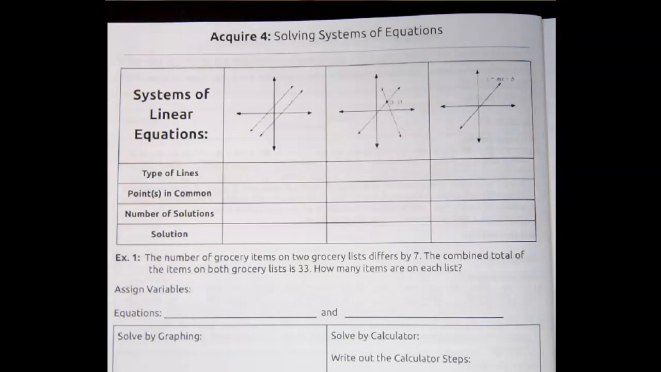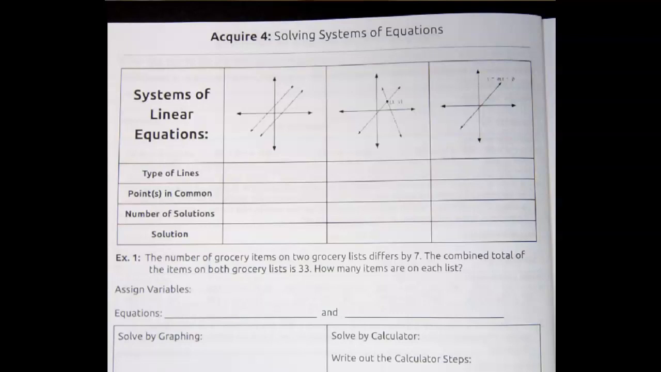Today we will be solving systems of equations. So last time in Acquire 3, a couple pages back in your packet, you learned how to write systems. So you took a word problem and you wrote two different equations. But we didn't really figure out the number of things that those problems were talking about. That's what we're going to do today. So those systems that we wrote last time, we're going to be solving today. Now, before we actually get to solving, we need to know, well, how do we know we have a solution?